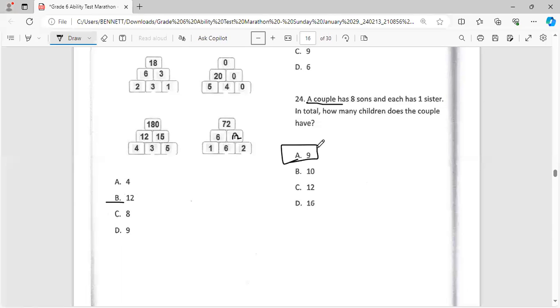Yes sir, I agree with you, it's 9. If you had 7 brothers, remember, a couple has 8 children and each has 1 sister. It's the same. You remember when the boy asked us this question? Yes sir, they share the same sister, because this is a couple.